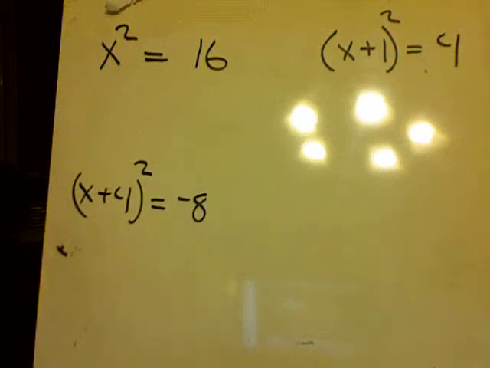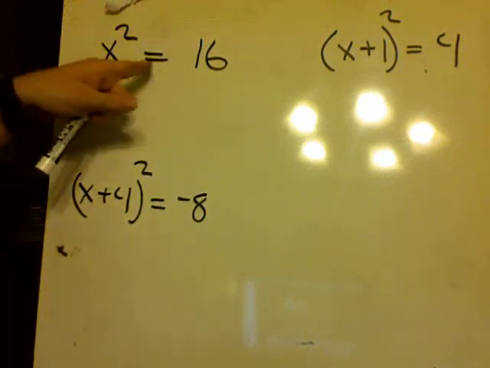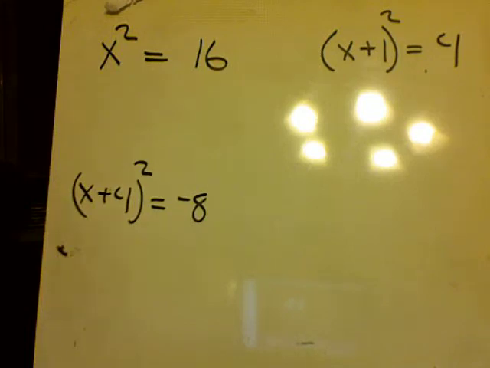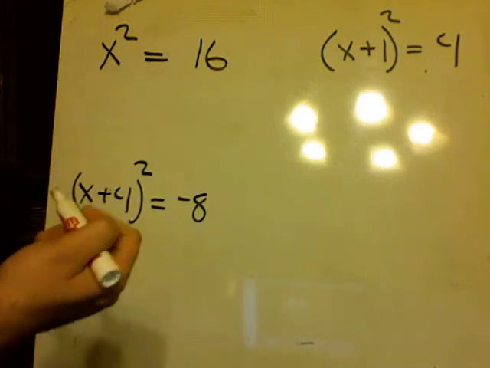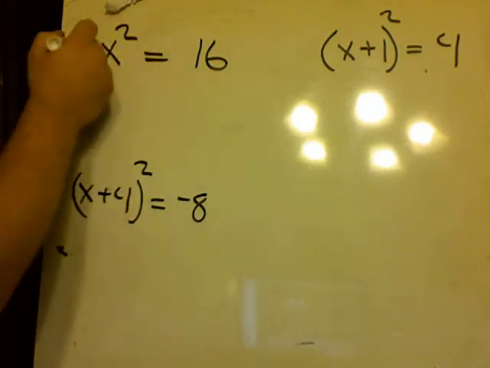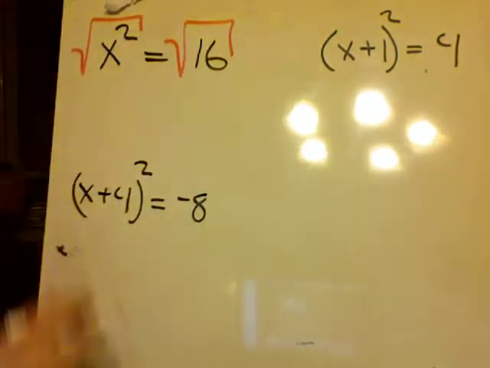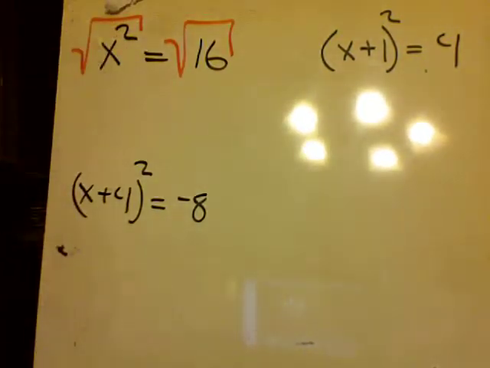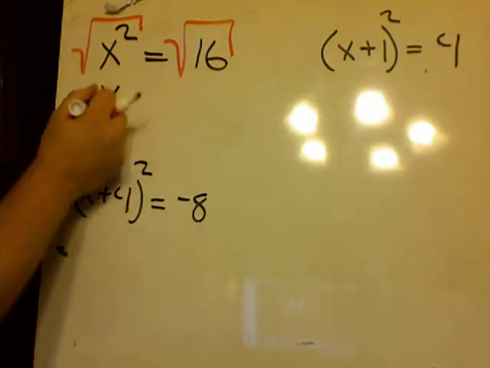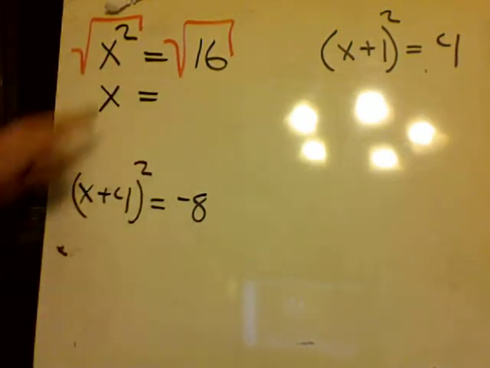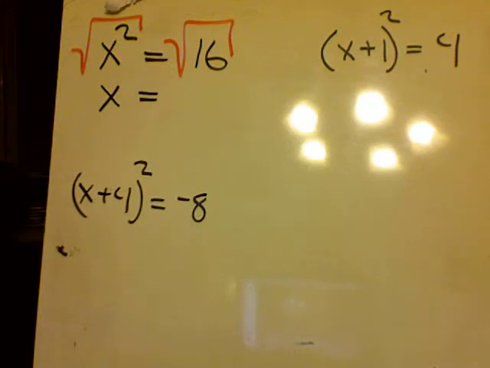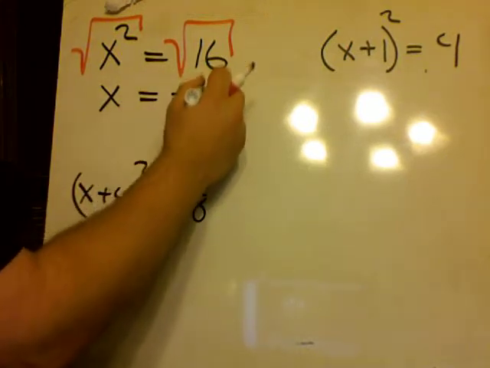Alright, here's some problems we can work through. Say I've got x squared equals 16. I want to solve for x. So remember, to undo a square, take the square root. The square root of the square is just whatever we got here, and that would be equal to the square root of 16, which is plus or minus 4.